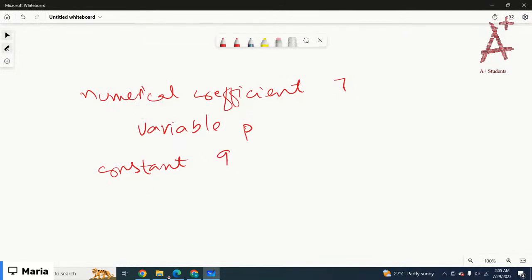So the first one is 7p plus 9. You can write as many as you can, got it? So it may be more than 1. Also, you can write 7p minus 9 and 7 minus p over 9. These are the mathematical expressions you can write. Got it? Okay, let's just start with the next question.